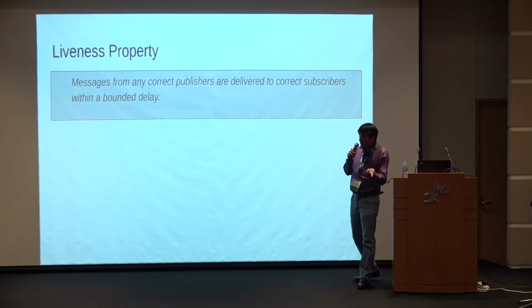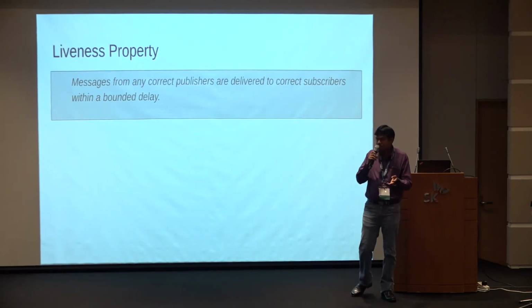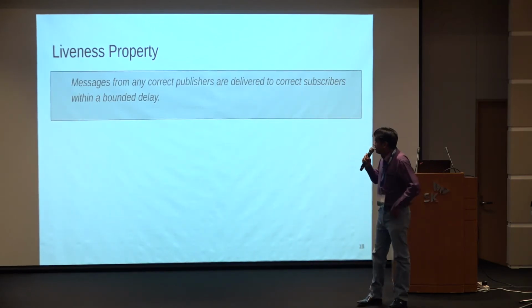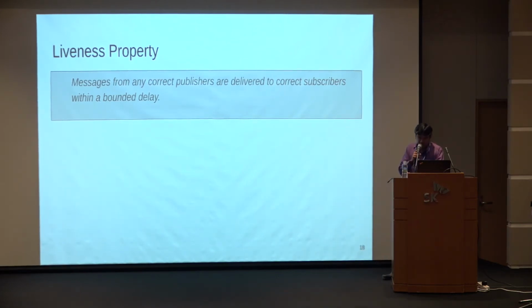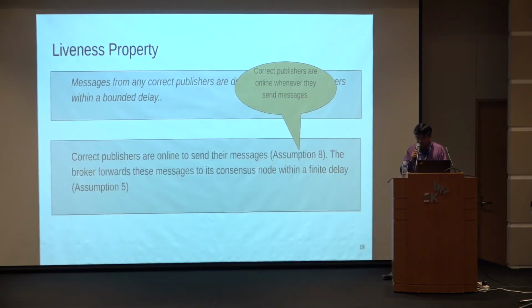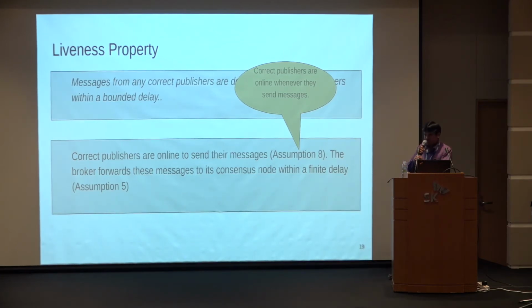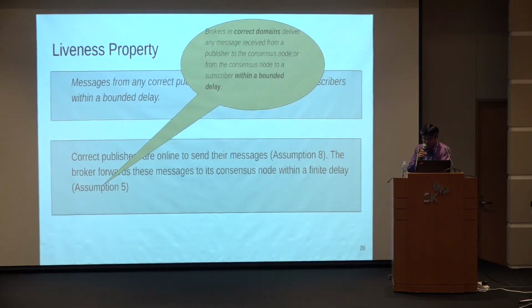And in addition to the previous safety property, we do have a couple of other safety properties which are defined in our paper. And here I'm talking about one of the liveness properties that we prove in that paper: that the messages from any correct publishers are delivered to correct subscribers within a bounded delay. And to prove this property, we already mentioned that the correct publishers are assumed to be online to send their messages. And when the messages hit the broker, it forwards these messages to the consensus node within a finite amount of delay.